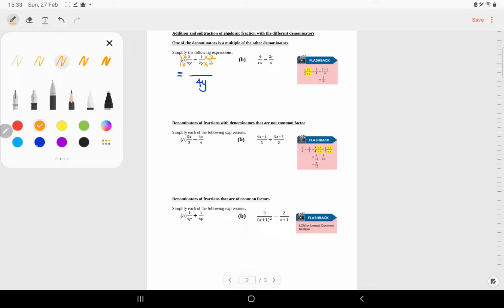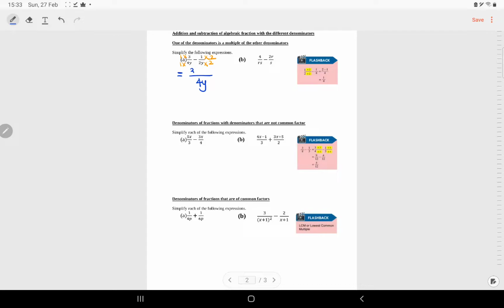Okay, and then what will that give me? 1 times 3, so that's 3, minus 1 times 2, 2. So that would be 1 over 4y.